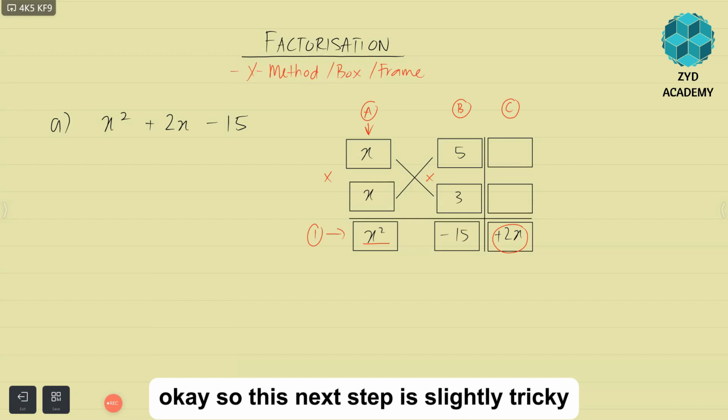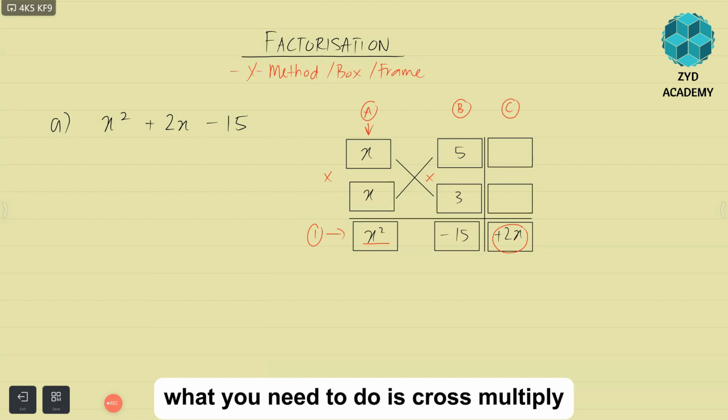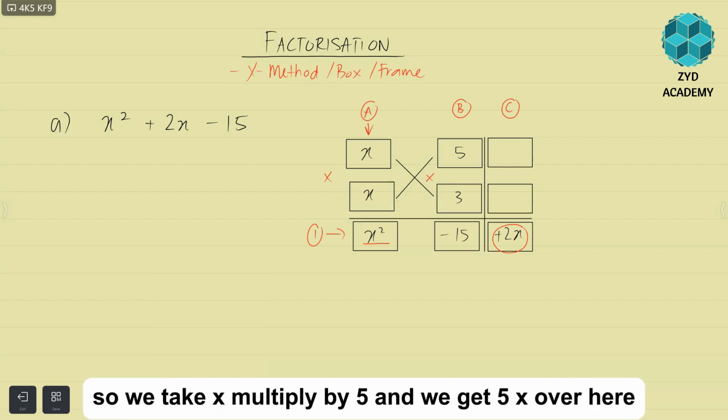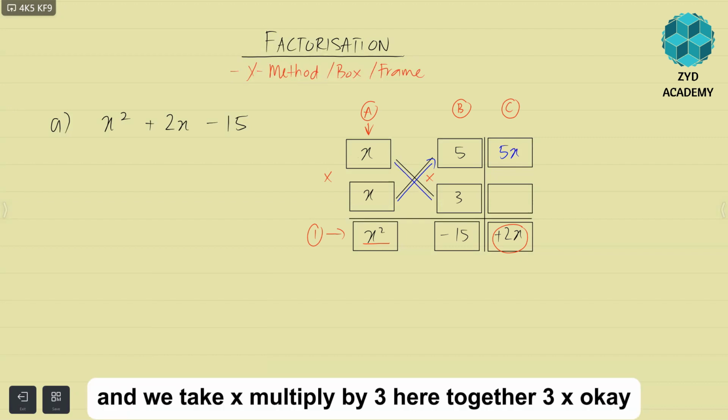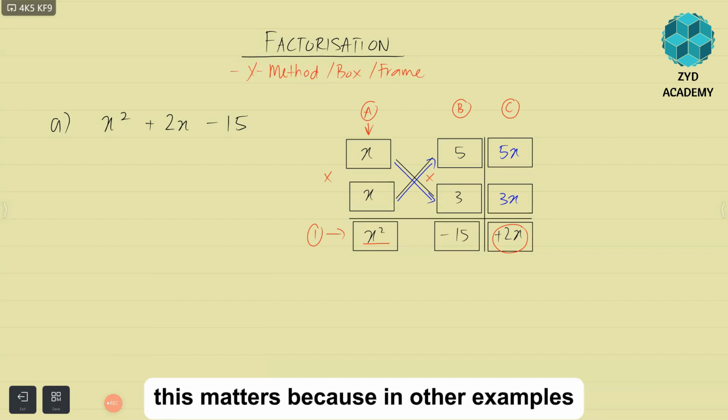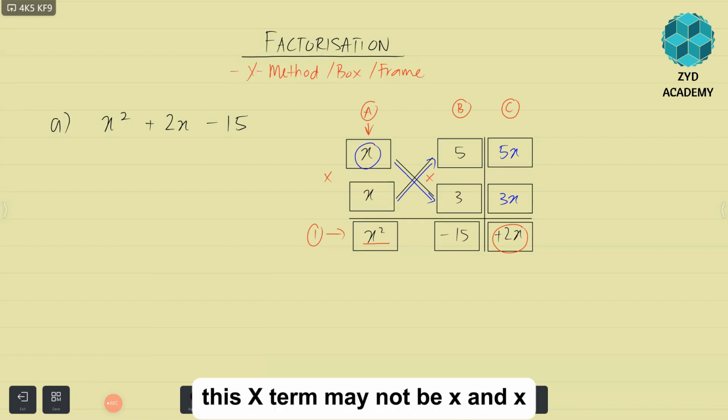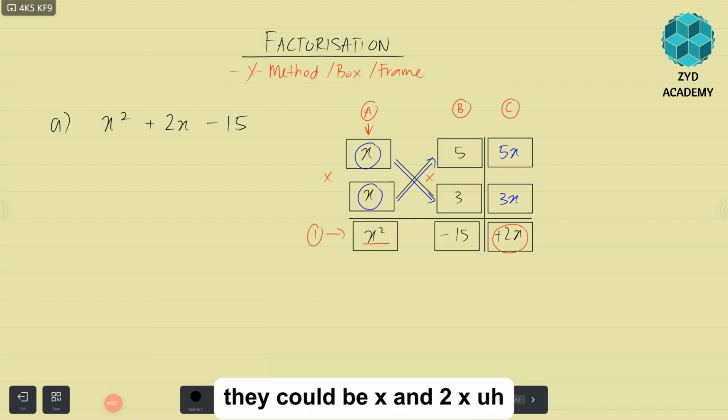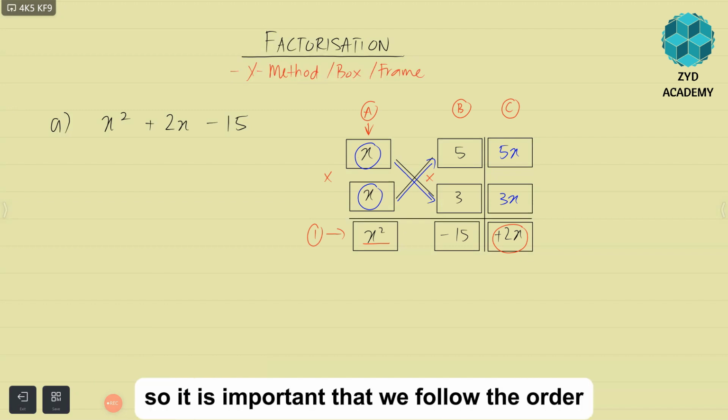Okay, so this next step is slightly tricky. What you need to do is cross multiply. So we take x multiplied by 5 and we get 5x over here. And we take x multiplied by 3 here to get a 3x. Okay, this matters because in other examples, this x term may not be x and x. They could be x and 2x. It could be 2x and 3x. Okay, so it is important that we follow the order.